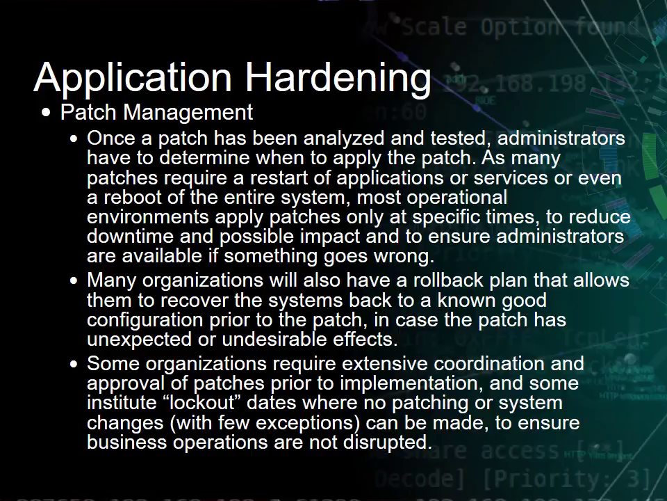Many organizations will also have a rollback plan that allows them to recover the systems back to a known good configuration prior to the patch. This is what I was just talking about in the last slide, in case the patch has unexpected or undesired effects. We pushed out a fix for an SMB issue, trying to disable SMB version 1, this last week, and all of our tests worked fine.